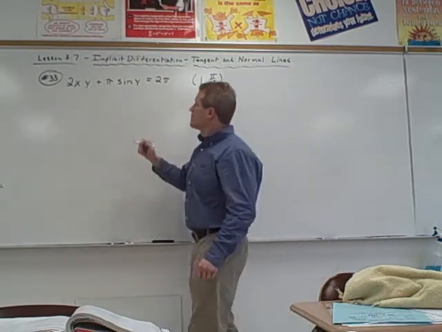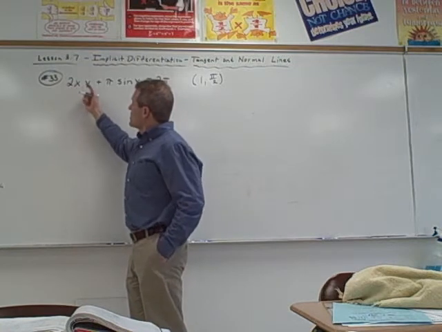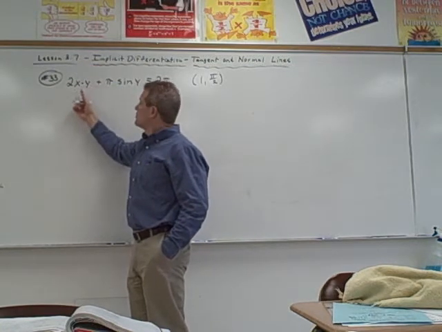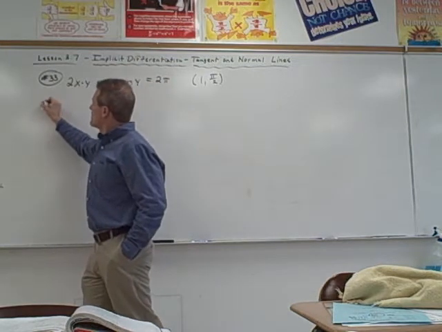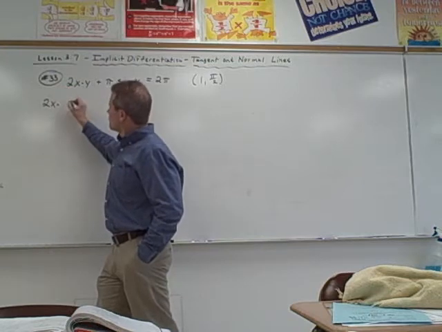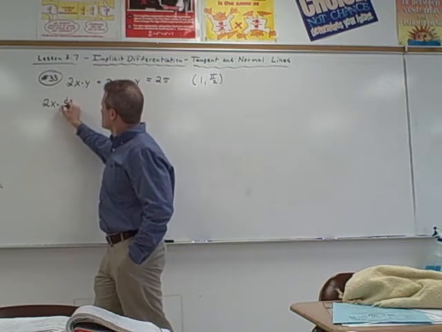because that's what's going to give us the slope of our tangent line. First thing I notice is I have 2x times y, so there's multiplication in here. That means I'm going to have to use the product rule. So I'm going to take my first expression, 2x, times the derivative of my second expression, so the derivative of y, I'm going to write as dy over dx.